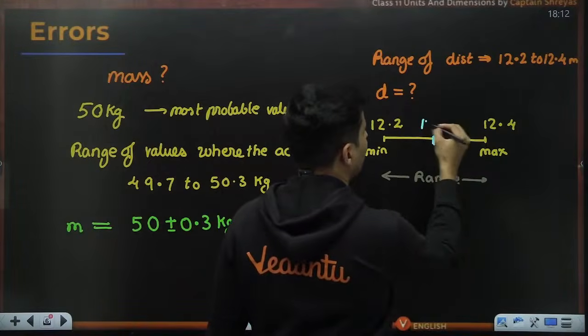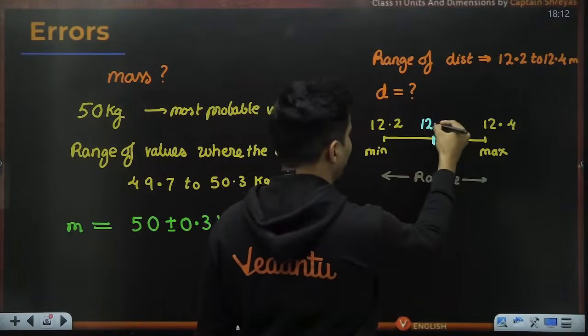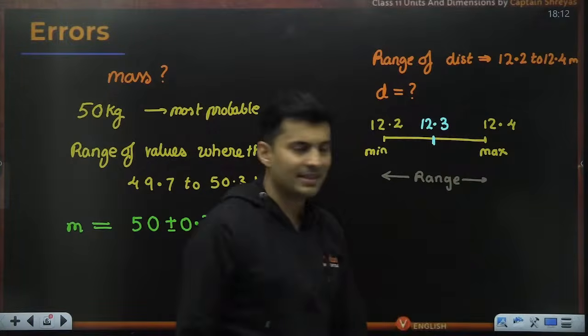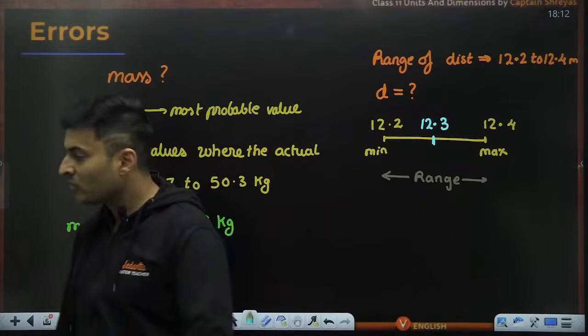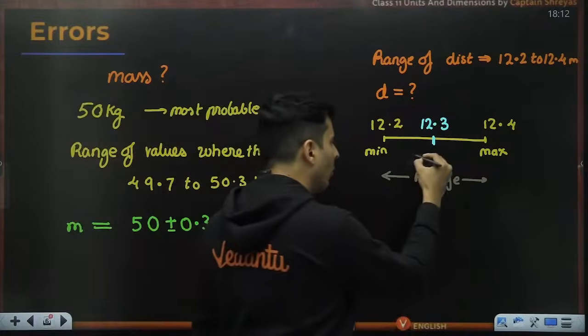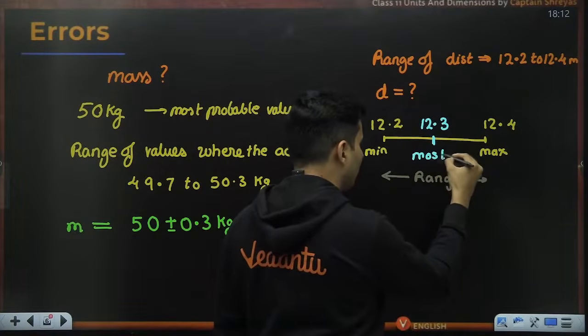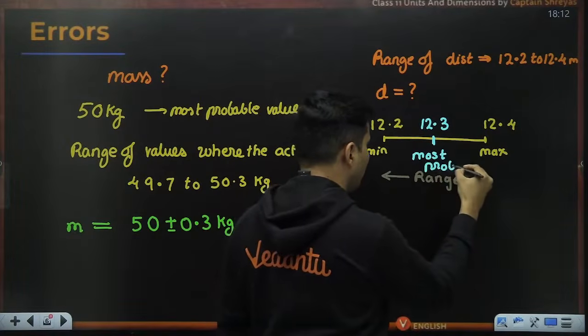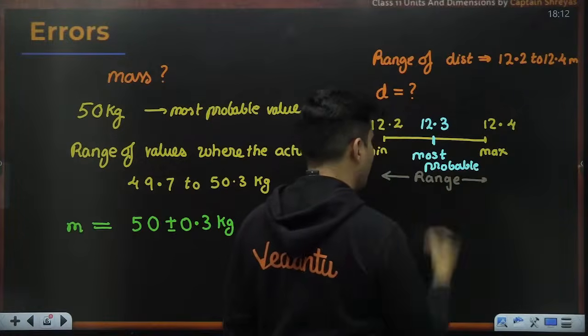Yes, it will be 12 point how much? It will be 12.3. That is the exact middle value. Very good. And that will be our most probable value.